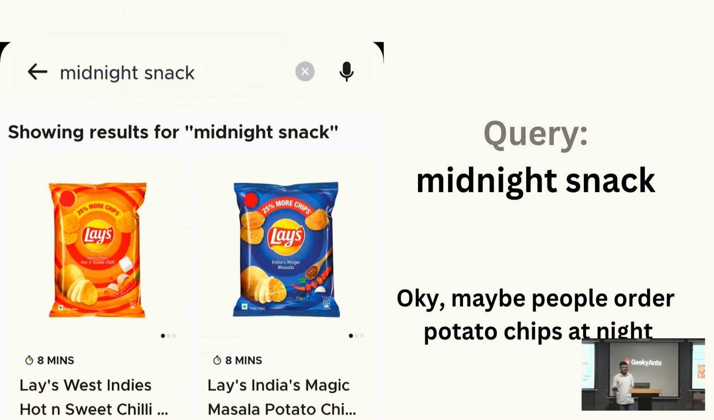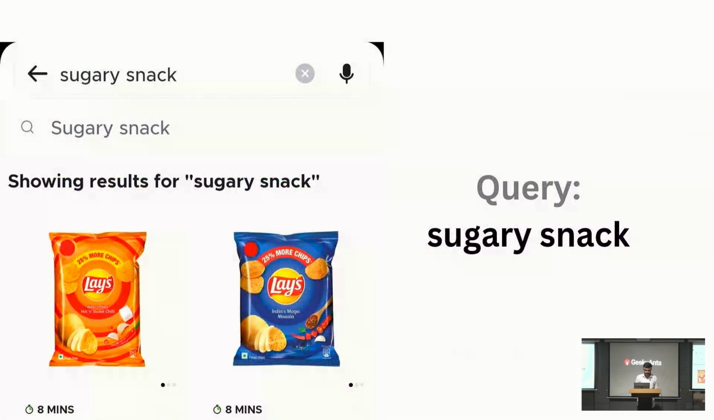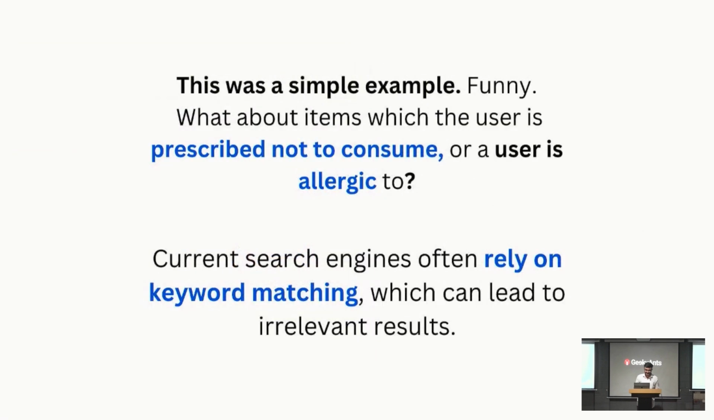Maybe people are eating potato chips at night. I eat potato chips at night. It's fine. But it's also the recommendation for morning snacks, where the recommendation could have been cornflakes, oats, fruits, banana, apple. It's also a recommendation for sugary snacks. It should not have been a recommendation for workout snacks. This is a simple example, supposed to be funny. But what about people?